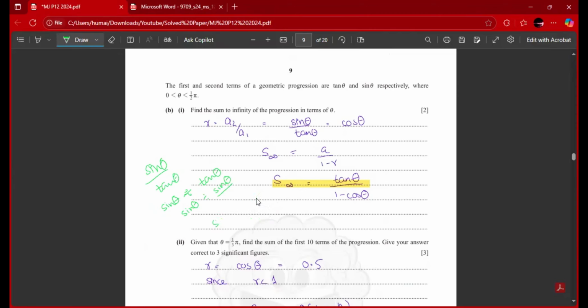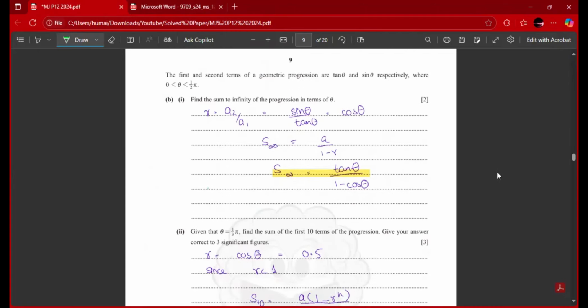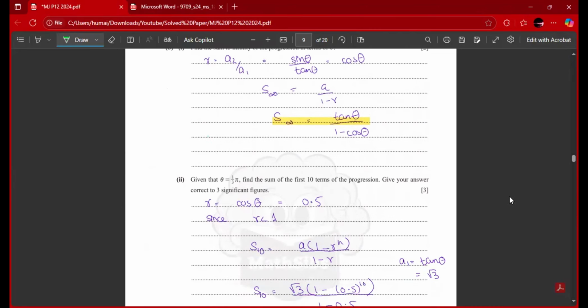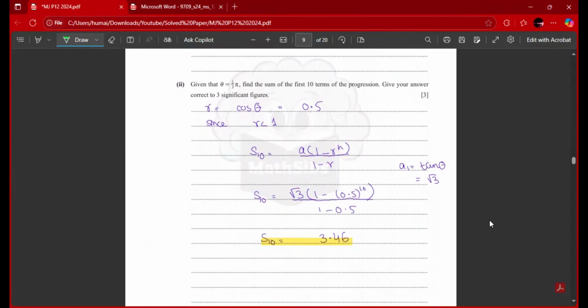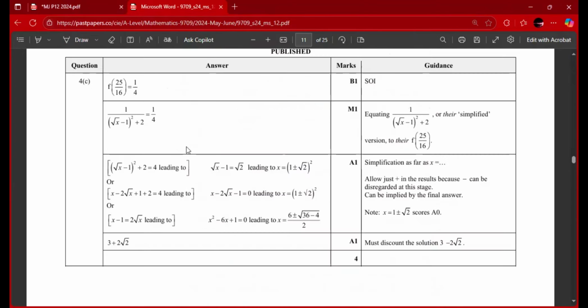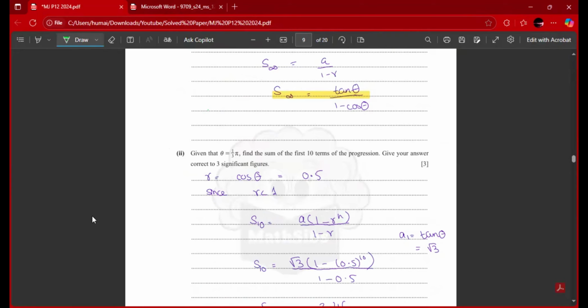And to find the sum to infinity, we know that the formula is a over 1 minus our common ratio. So keeping that in mind, we write the values. Tan theta over 1 minus cos theta. Done. This is it. Next, can you expand tan theta? I think so. Let me check the marking scheme. Yes, perfectly fine. You could also expand tan theta, but this is also fine. So that's it. Moving to the next part.